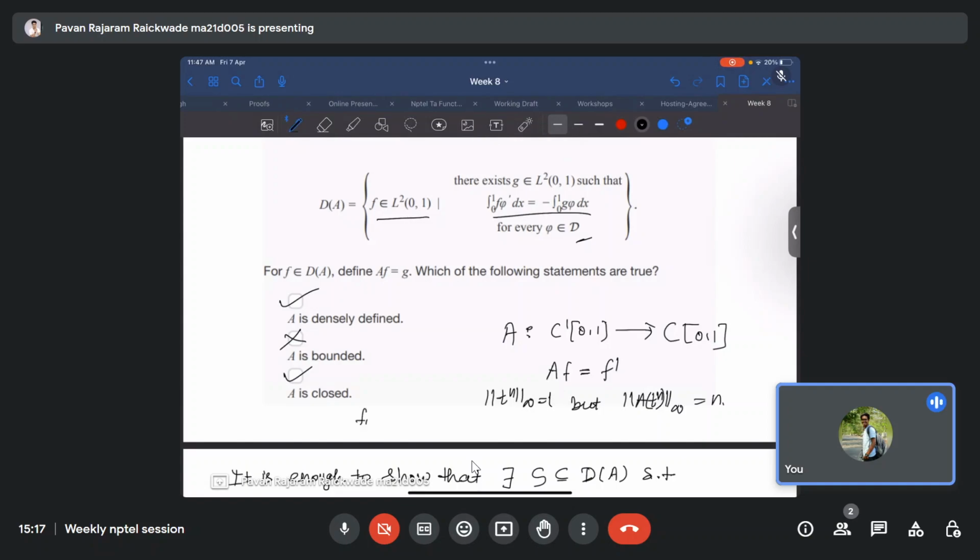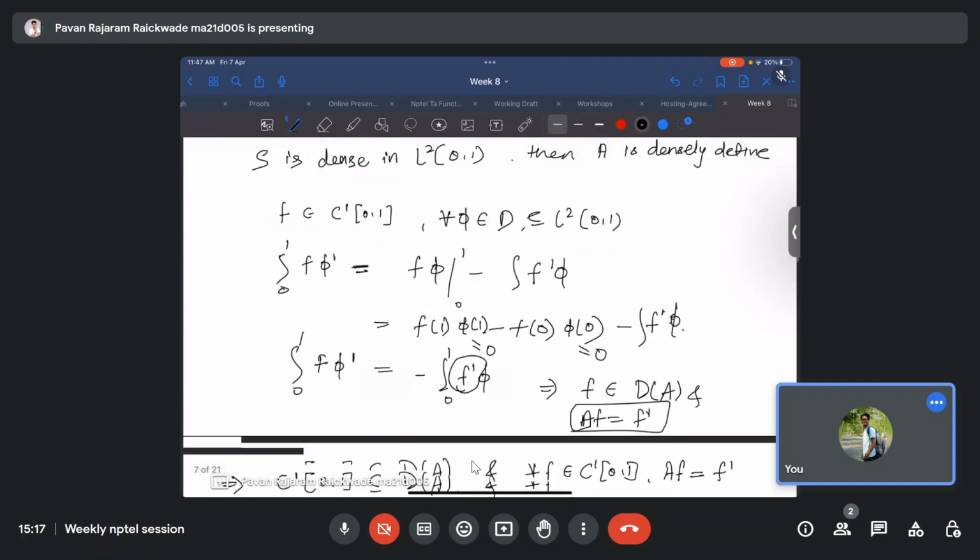If we take a sequence of differentiable functions where fn converges to f and fn dash converges to g, then we know that f also belongs to C1[0,1] and f dash is g. This is a well-known theorem in Rudin. So this is a kind of generalization of the differential operator to L2 spaces, so you can relate the same things there.